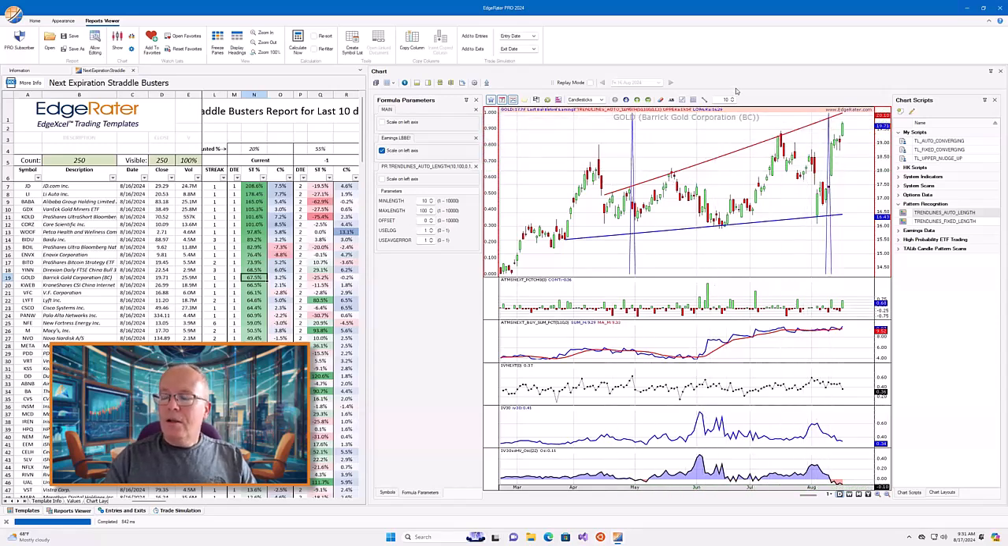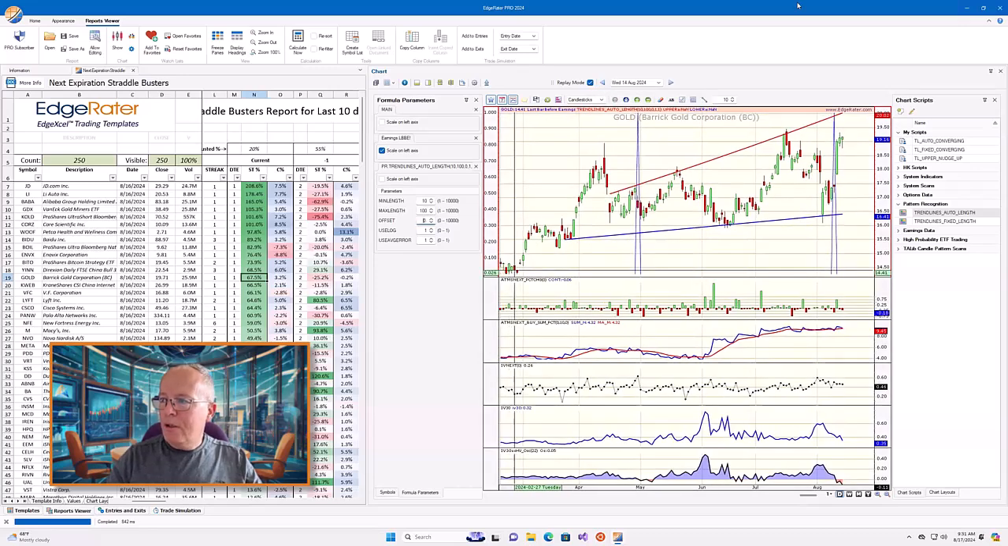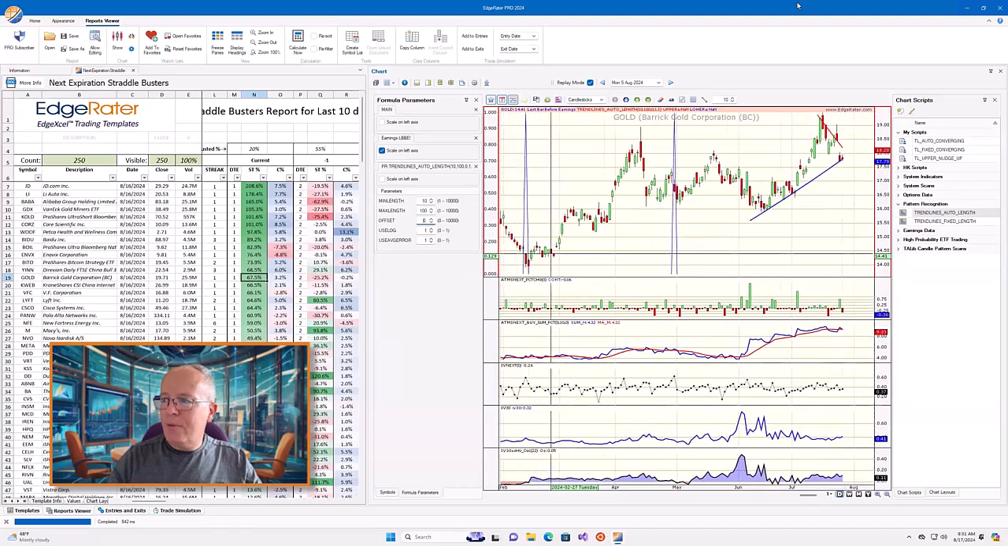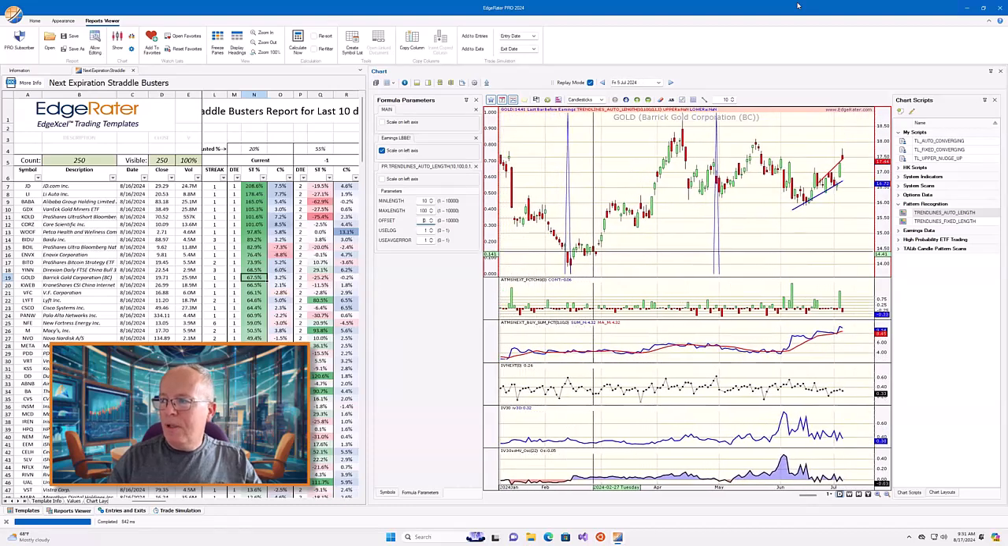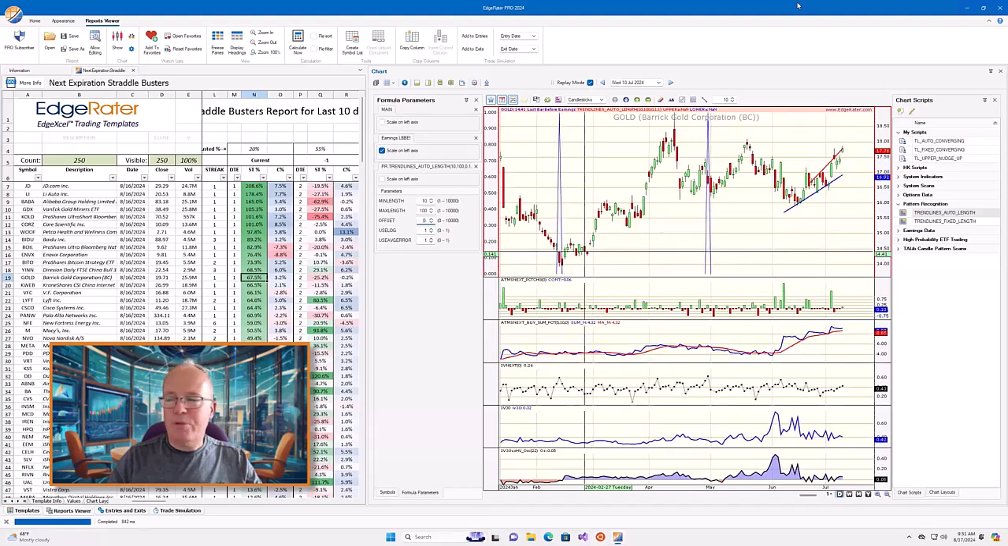With trend lines, it's really useful to be able to use the replay mode in the charting module in EdgeRater, because that way you can actually see, without having to go to the offset, what the trend line looked like yesterday. I can just put replay mode on, and then quickly go through day by day, essentially, and see the trend line that was in place for that particular day.